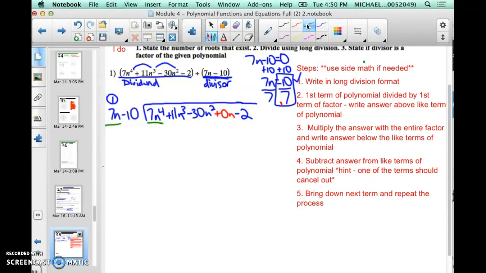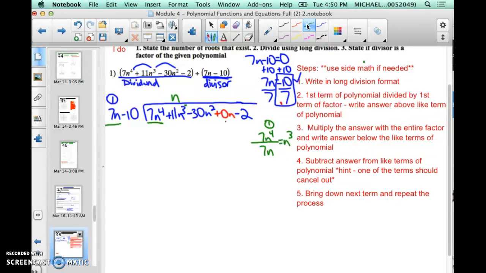I'm going to make a little 1 here to signify I'm doing round 1 with this math. So this is the side math I would need to see: 7n to the fourth divided by the first term of the factor, 7n. 7 divided by 7 is 1. N to the fourth divided by n is n cubed. So my answer in step 2, or the first division, is n cubed. If you notice, there's an n cubed right here. I have to line it up identically with that, so the n cubed has to go above the cubes within the division box.